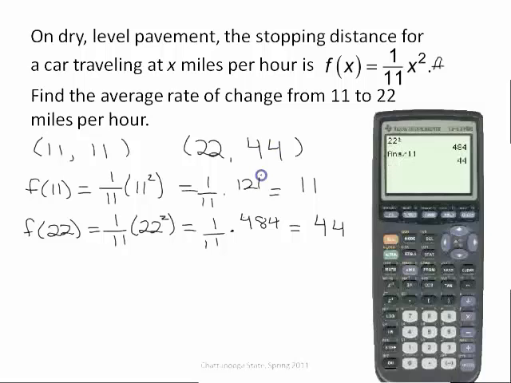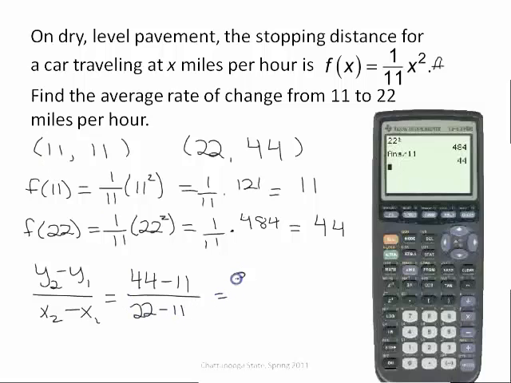Now, I know my 2 points. Now I need to find my slope. So I want the second y minus the first y over the second x minus the first x. So that's going to give me 44 minus 11 on top. And it's going to give me 22 minus 11 on bottom. So I get 33 over 11, which is 3.